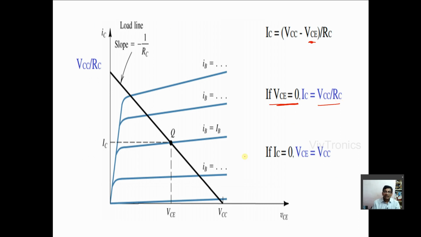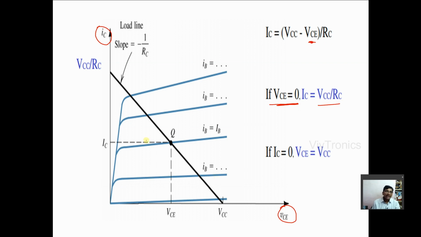In the output characteristics curves, which are drawn between the VCE output voltage and the IC output current, these are all the output characteristic curves. On these output characteristics curves, we are going to draw the load line.